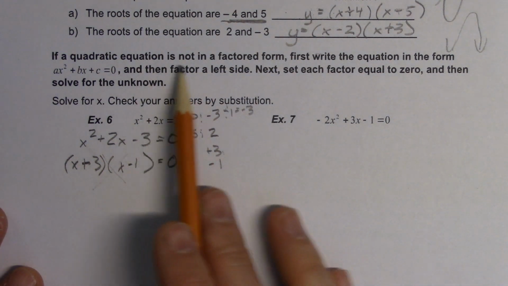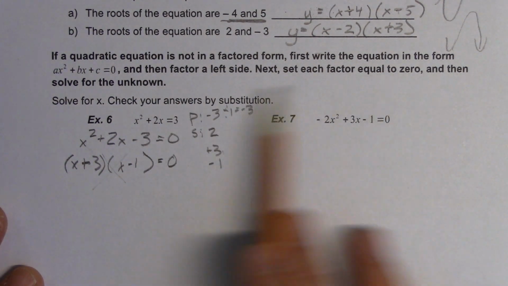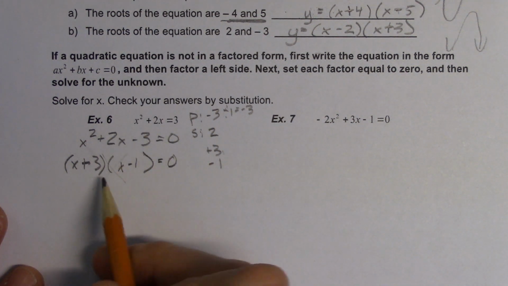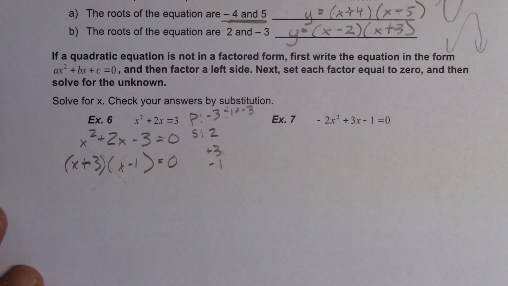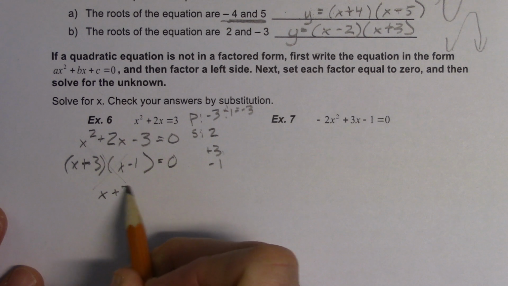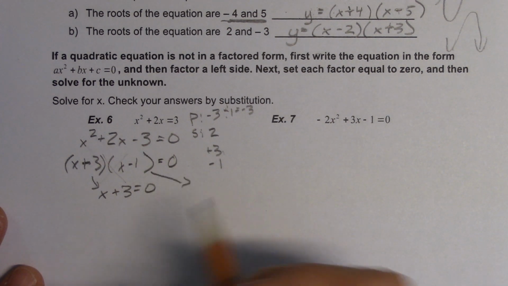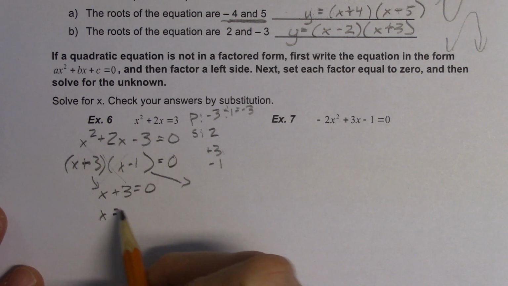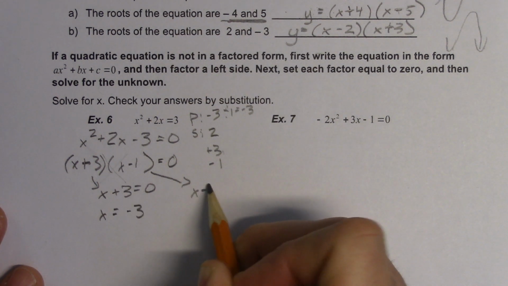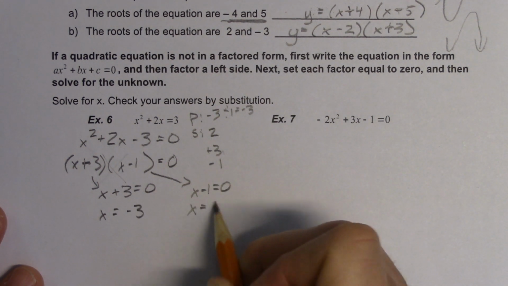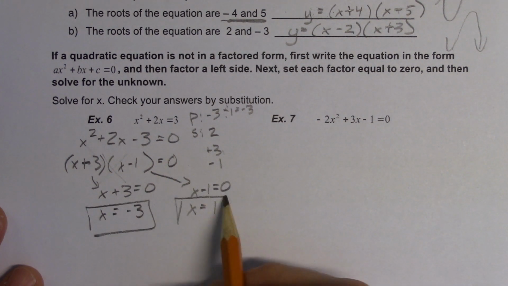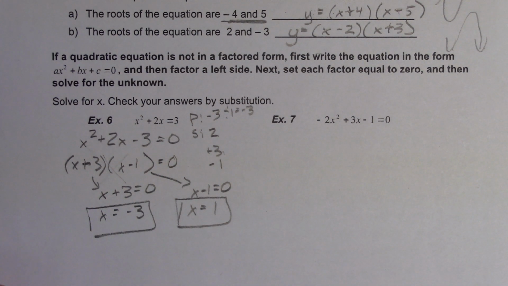Okay, it says here, next set each factor equals 0 and then solve for the unknown. So what am I gonna do next? Yep. x plus 3 equals 0. And then x equals negative 3. Yep. Then you do x minus 1 equals 0, and then x equals 1. All right, done.